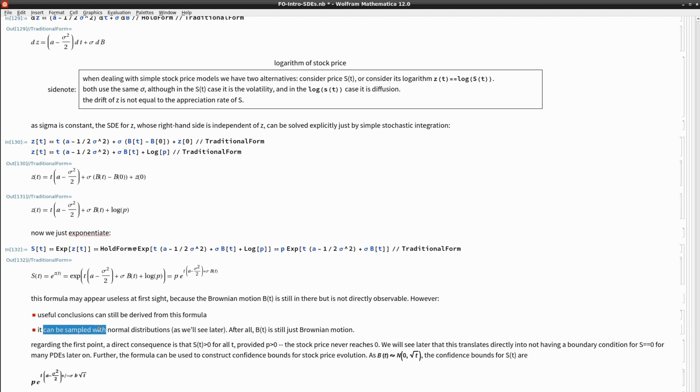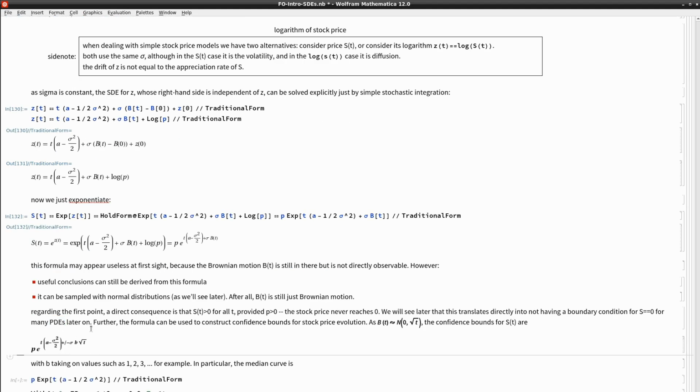And it can still be sampled with the normal distribution. And keep in mind, after all, B of t is just Brownian motion, right? So if we use this formula not in an analytic way, but sample it, then we can still derive useful conclusions. Regarding the first point, a direct consequence is that S of t is larger than 0 for all t, provided that the starting value is also larger than 0. So the stock price never reaches 0. And we will see later that this translates directly into not needing boundary conditions for S equals 0 for many PDEs that we're going to look at in future sessions of this track.